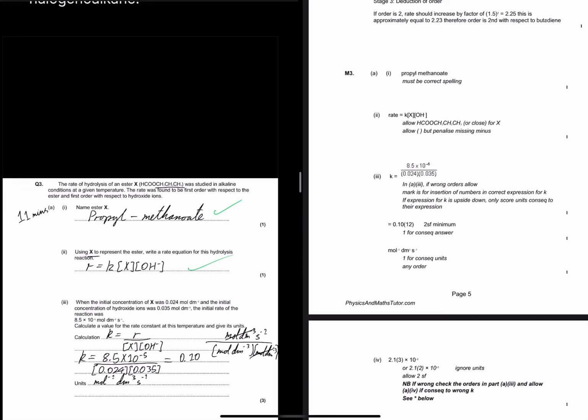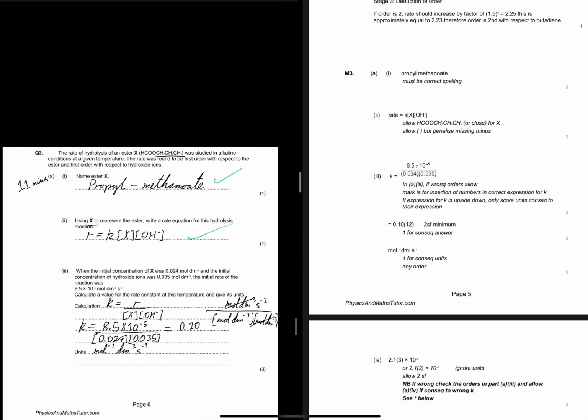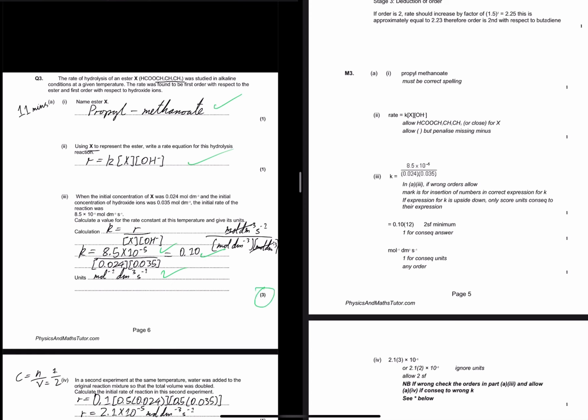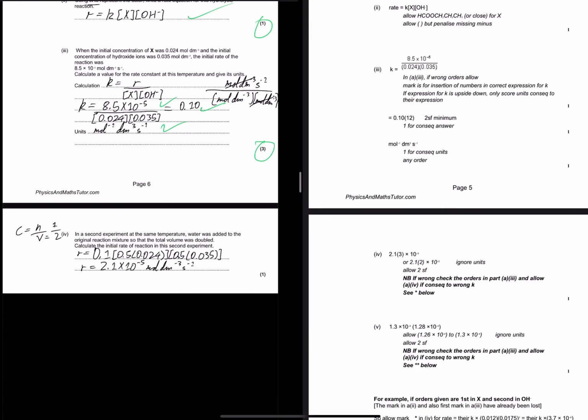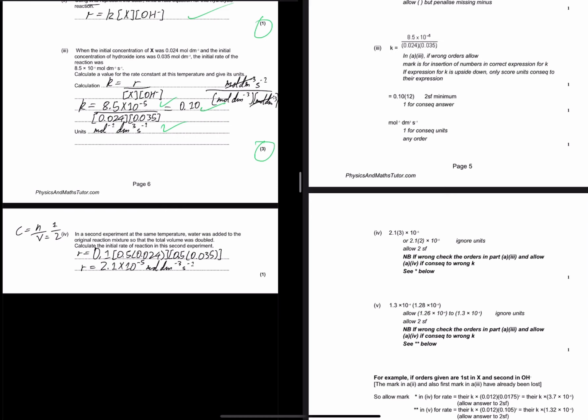Question 3. So propyl methanoate, yes. KOH, OH minus, yes. 0.10, yes, 2 significant figures minimum. Moles per dm³ per second, yes. And doing this equation here was getting you a mark, doing the conversion, 8.5 times 10 to the power -5. This one here, 2.1 is enough, times 10 to the power -5, yes.